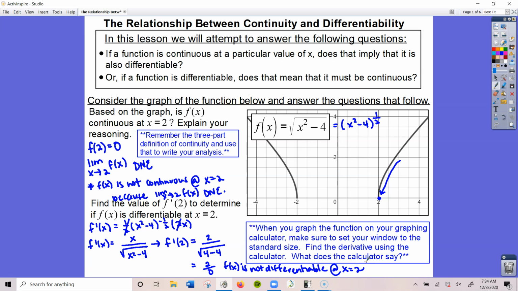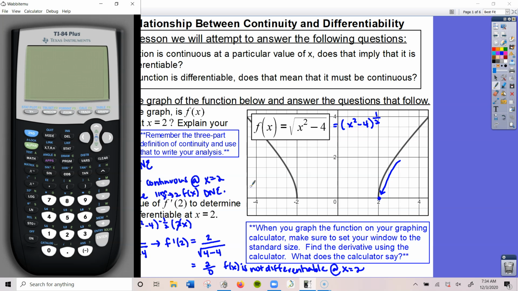Now, in case this was a calculator question, I want you to see what would happen if you were to try to find the derivative of a function that is undifferentiable. So we're going to go ahead and graph this function. I'm going to open my parentheses, x squared minus 4 raised to the 1/2. And now we're going to graph.